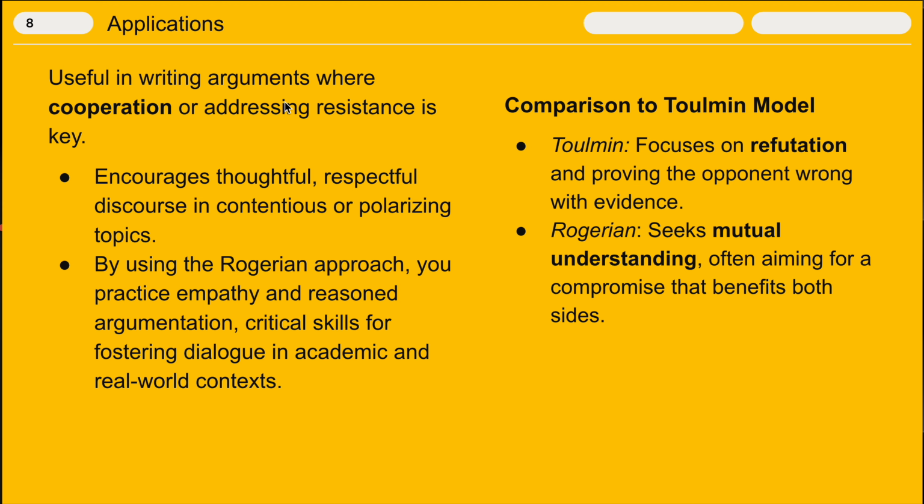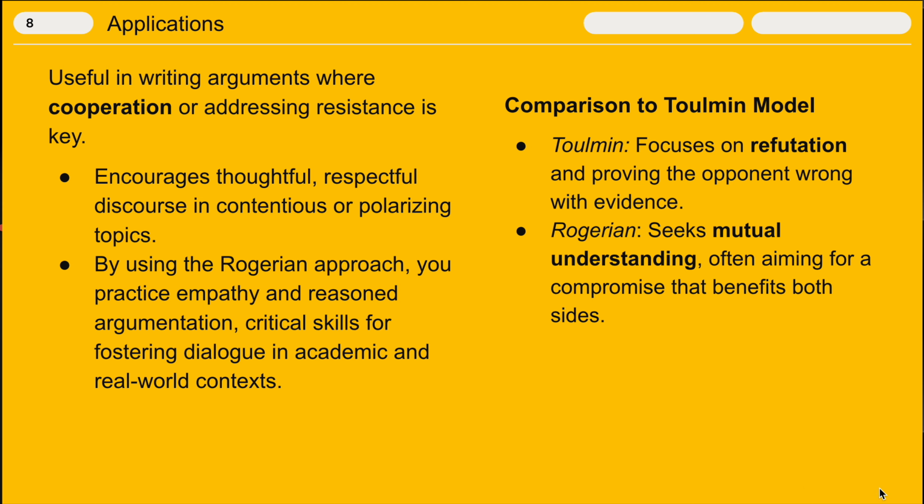Now here we have some applications. So this approach is really helpful if you're writing about something really controversial or emotionally loaded topics. So it'll teach you to listen well, argue respectfully, and build credibility with your audience. So compared to Toulmin's focus on refutation, Rogerian arguments focus on mutual benefit and collaborative thinking. So these are skills that are really useful. They're super useful in real life, not just in essays.